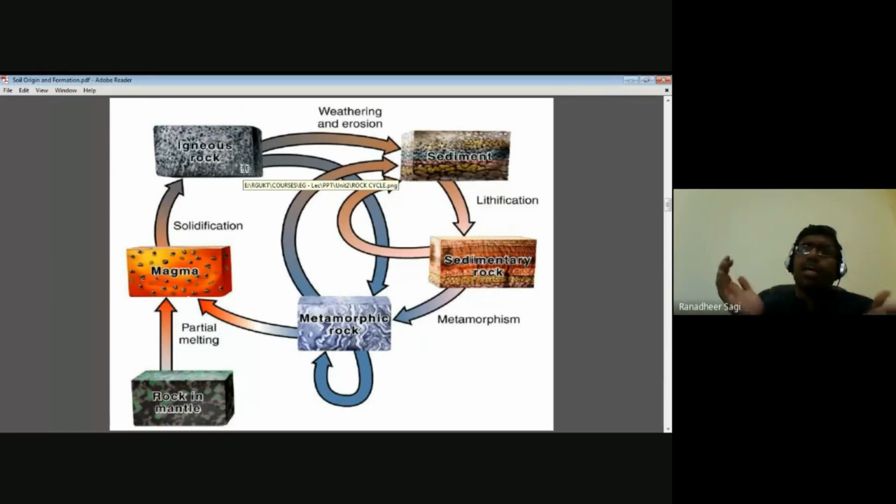But in general, we say from the molten magma we get igneous rock. Due to the weathering process and erosion taking place in igneous rock, you get sedimentary rock, and due to the metamorphism process happening in the sedimentary rock, you get metamorphic rock. And once again, due to the partial melting of metamorphic rock, you get molten hot magma liquid, which cools down to form igneous rock. It's a cyclic process, as we say.